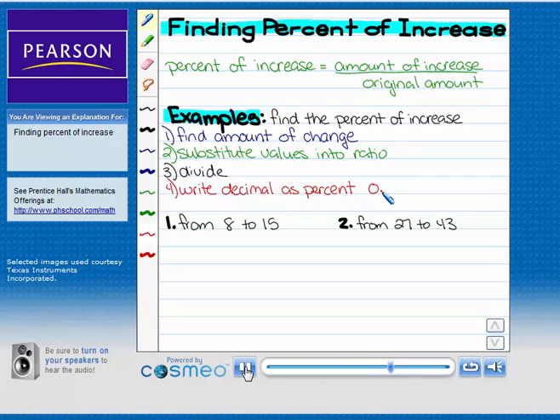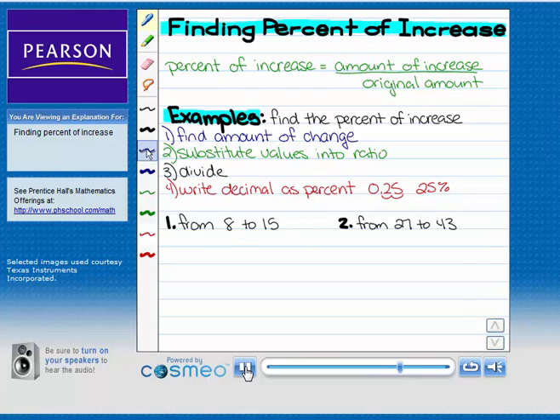So say your answer comes out 0.25. Well, in order to turn it into a percent, what you're doing is you're multiplying it by 100, because percent means parts per 100. So you just move that decimal place over 2 places to the right, giving you 25%.